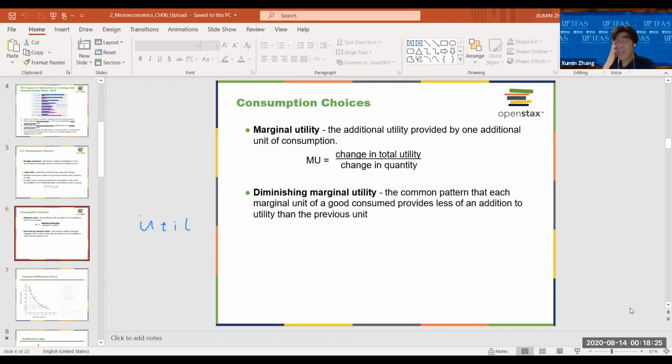or even negative. Let me draw a diagram like this. This shows it is increasing, and later on it will be in a decreasing trend. This is what we call the marginal utility. The total utility is increasing, but at a lower rate. This we call diminishing marginal utility: each additional unit of a good consumed provides less additional utility than the previous unit. So the first one can be 10 utils, then 9, 8, 7. That means we have diminishing marginal utility.